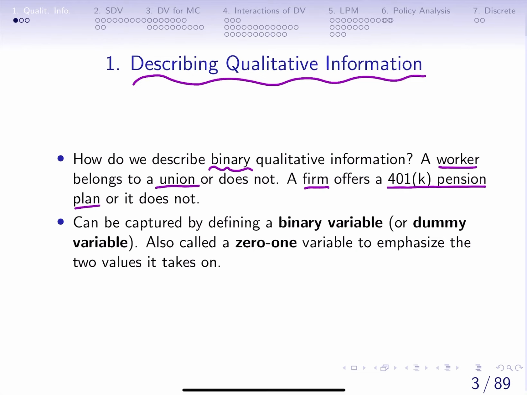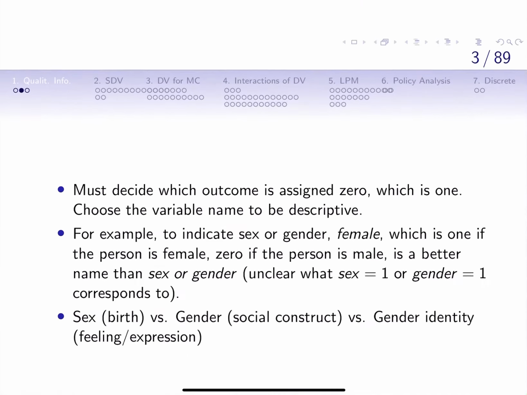So these values would be either 0 or 1, 0 typically indicating the absence of something and 1 indicating the presence of something. Typically the variable would be indicative of that, and we'll see some examples in a bit. These binary variables are also called dummy variables or 0-1 variables to emphasize the two values that they typically take on.